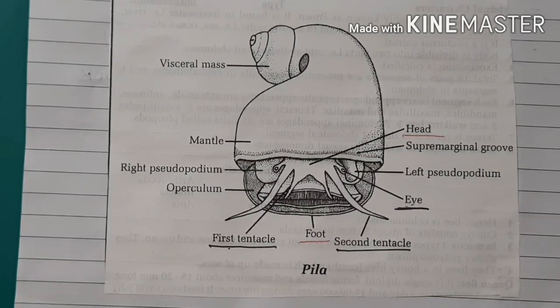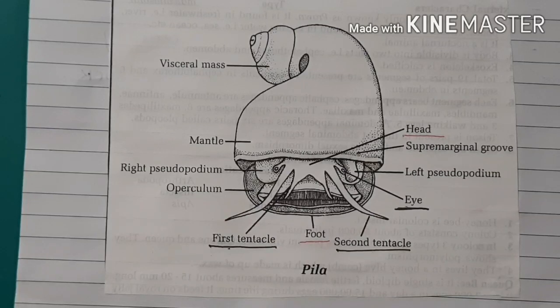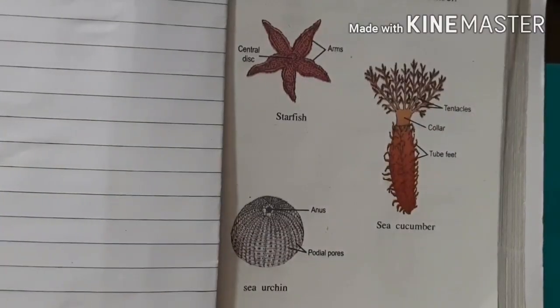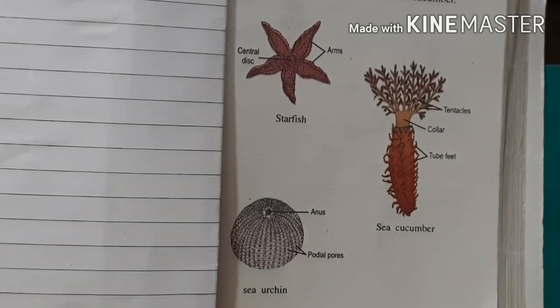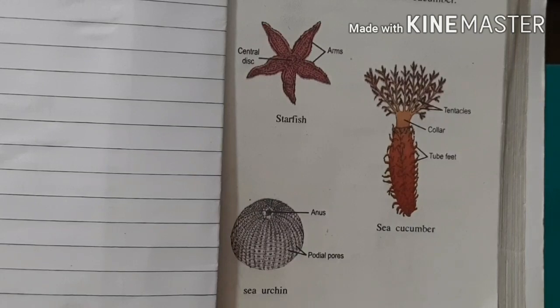The economic importance, that is the pearl oyster gives precious pearls. Many molluscans are edible. Shells of mollusca are a rich source of calcium. Ninth, Phylum Echinodermata. Echinos means spines. Derma means skin. Example, starfish, sea cucumber, sea urchin.